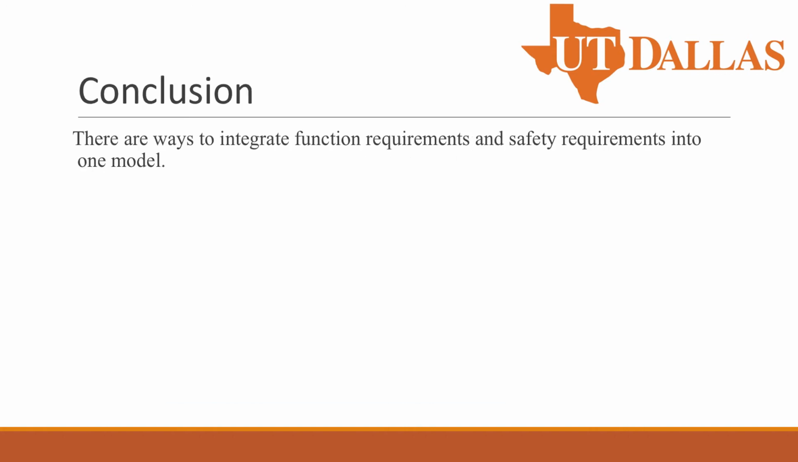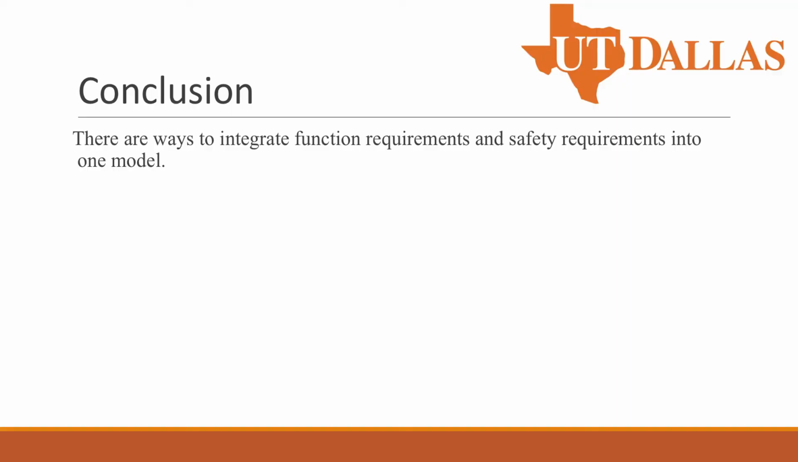In conclusion, there are ways to integrate functional requirements and safety requirements into one model. And by doing this, it makes it easier for companies to address safety requirements as quickly as possible. Usually a lot of companies do functional requirements in design while they do safety requirements during testing or even later than that, and that's really expensive. So by integrating them together and doing them at the same time, it leads to a much better result.